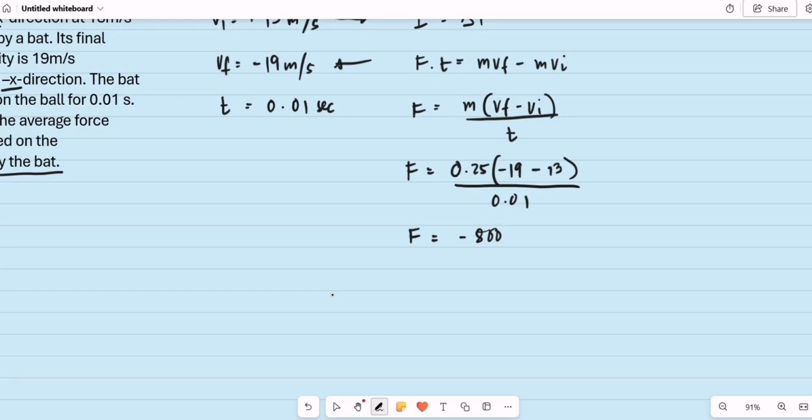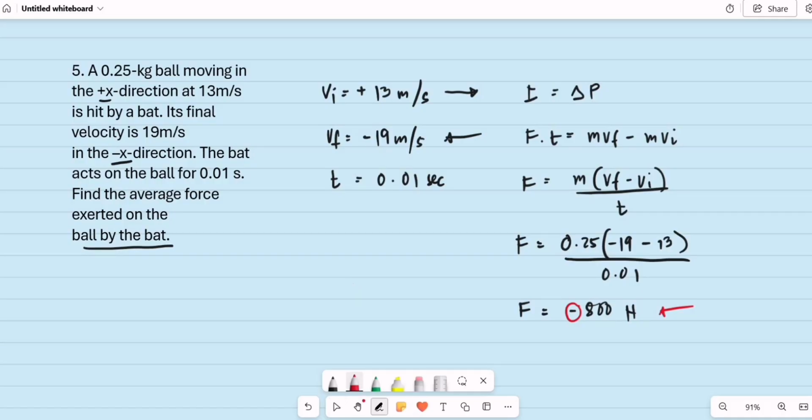And since this is a force, it should be in newtons. Again, what do we mean by this negative sign? The negative sign means, according to the problem, the ball is moving to the right, that is on the positive x-axis or x direction. So the applied force of the bat should be to the left. So we have the applied force is equal to 800 newtons to the left. This should be our final answer for this example.